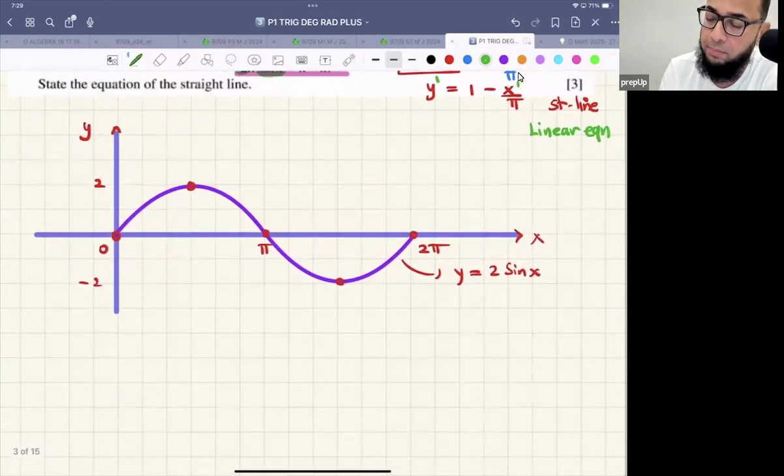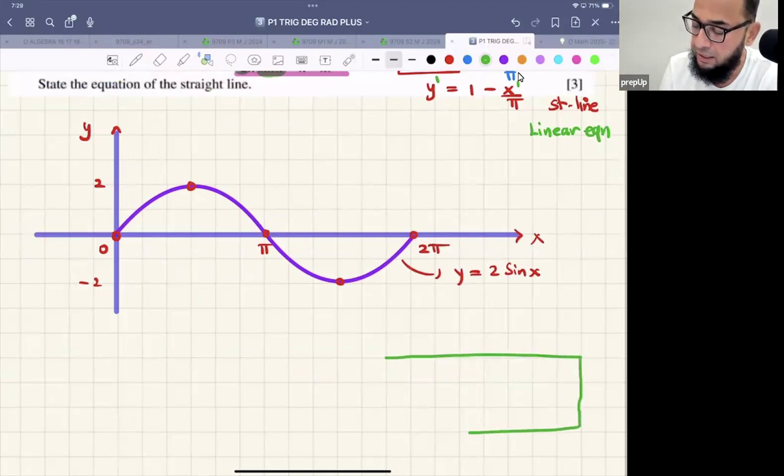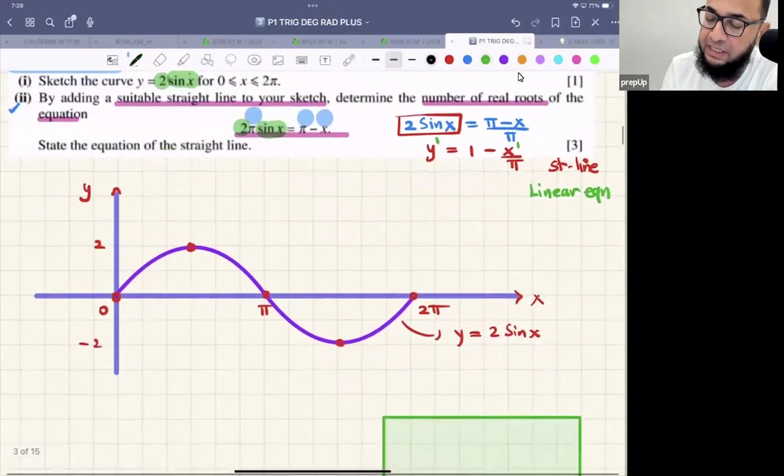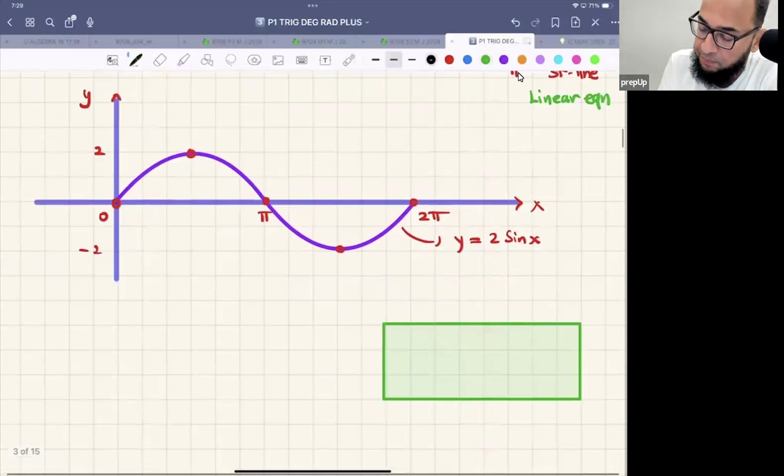So now let me plug in some points. Y is equal to 1 minus x over pi. Let me draw a graph right over here, a grid, and let me plug in 3 values. I think that would be more than enough. We have 0 to 2 pi. So let me write x over here, let me write y over here. Let me write 0, let me write pi, let me write 2 pi.